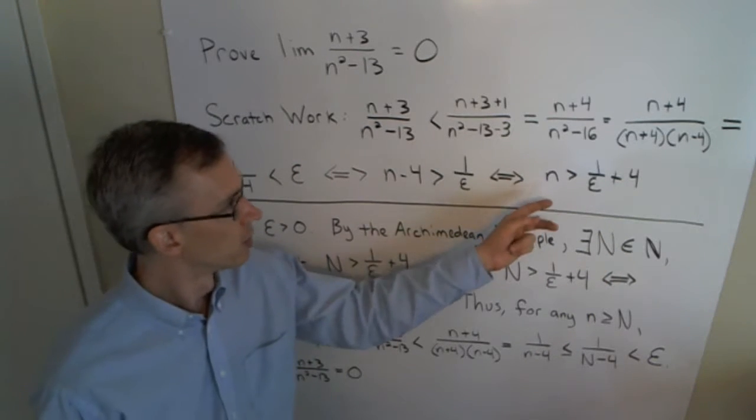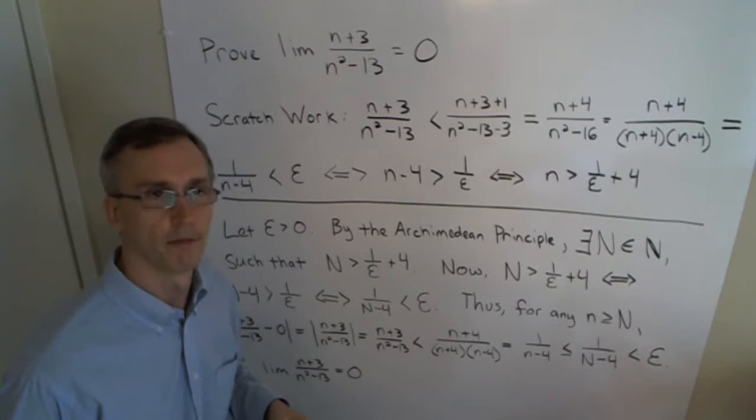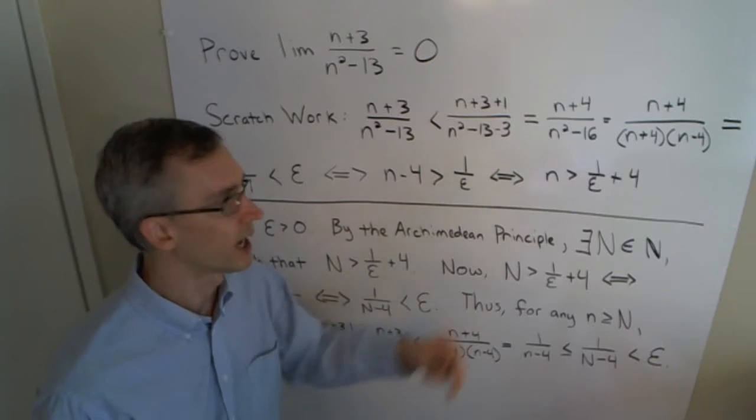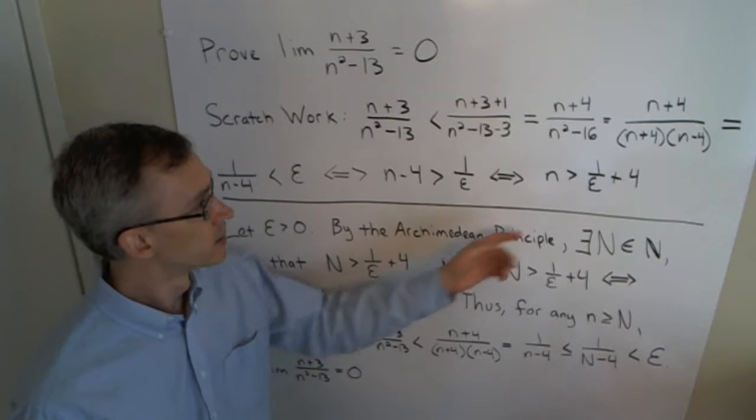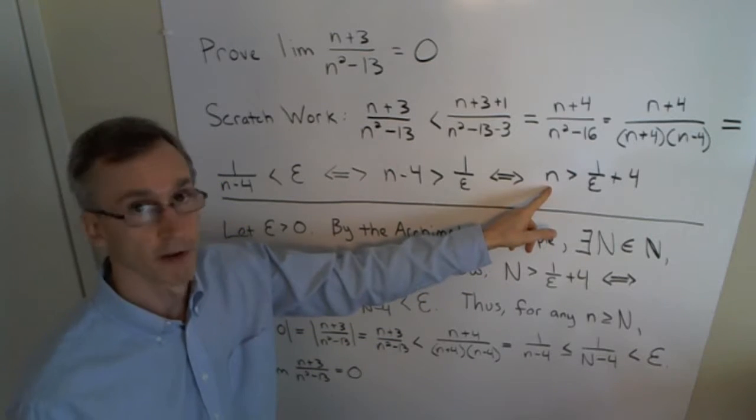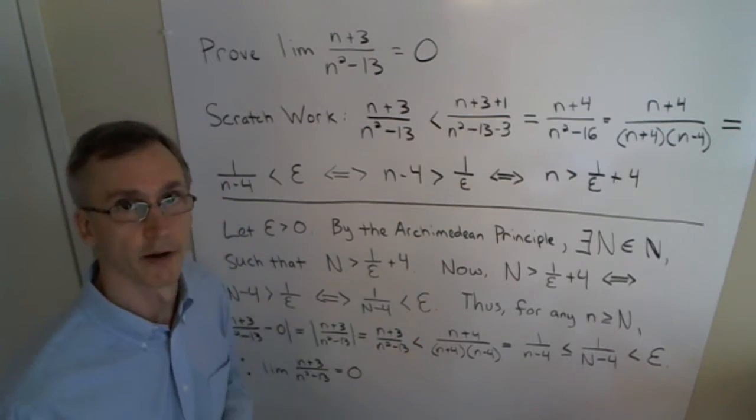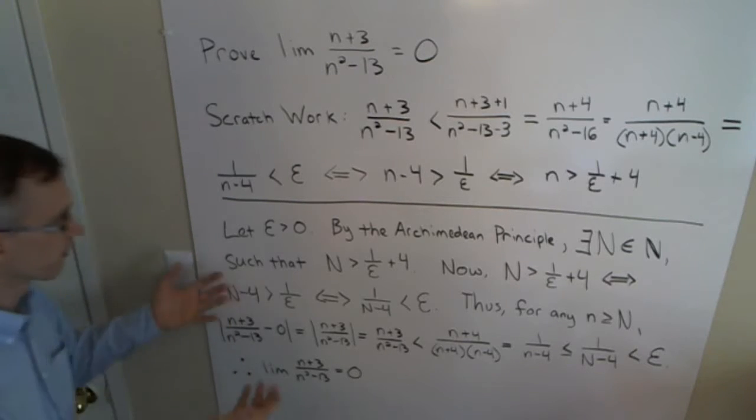Now in this expression, what could be the minimum value of n? Well, 1/epsilon can't be any less than 0, so the minimum value here is going to be 4, and that'll be important later. So here's the formal proof.